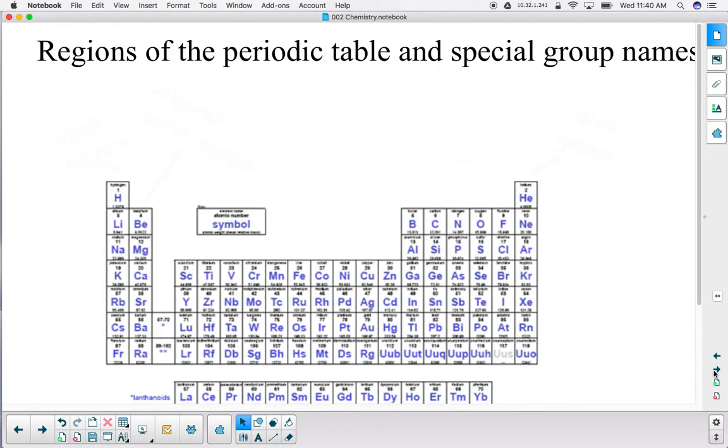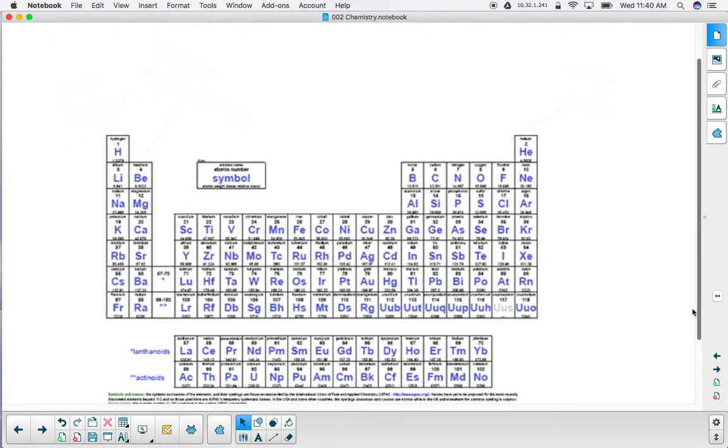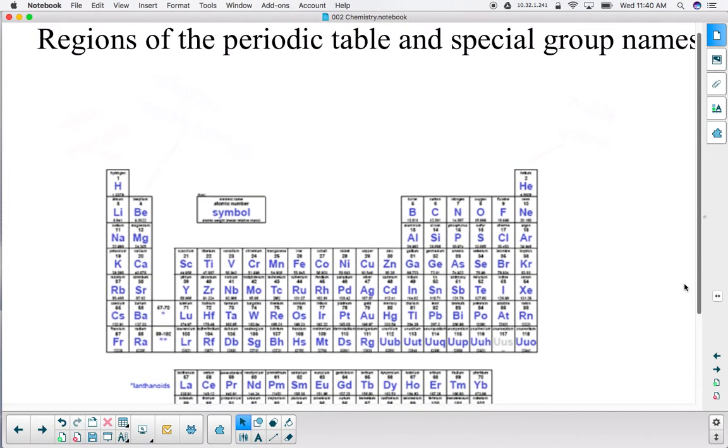Next, we're going to identify some regions of the periodic table that have some special group names. I don't want you to write or color on the big periodic table you were given in class, but you'll notice that in your notes you have a smaller periodic table that you're going to begin to label and color.